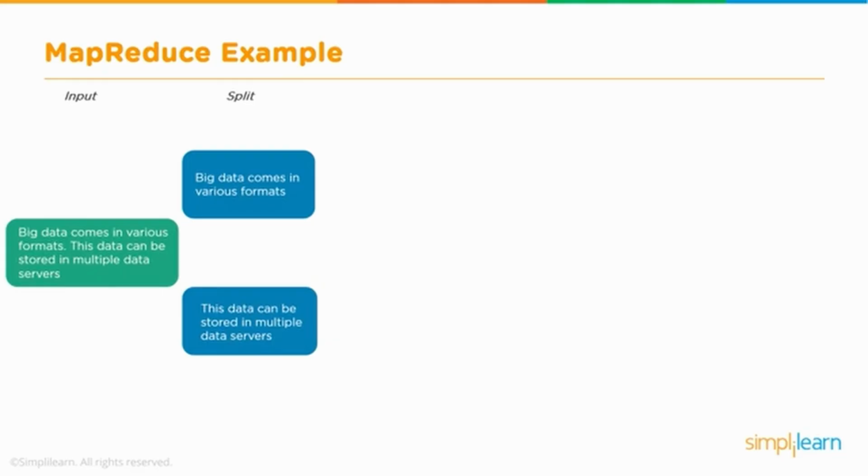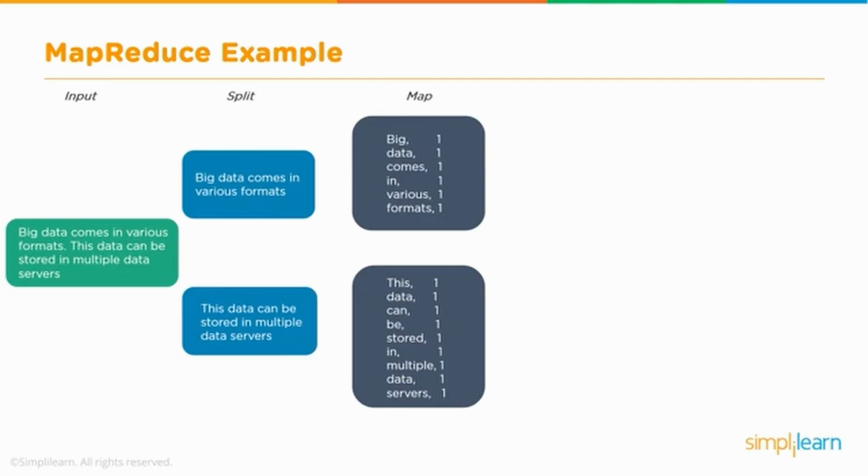Okay, now your big data comes in various formats, and then this data is split, obviously depending on the size of data, depending on how many available data nodes you have, and this split is then worked upon by the mapping phase, which will basically break the records in each chunk of data which it is working on to give you a list of data elements.